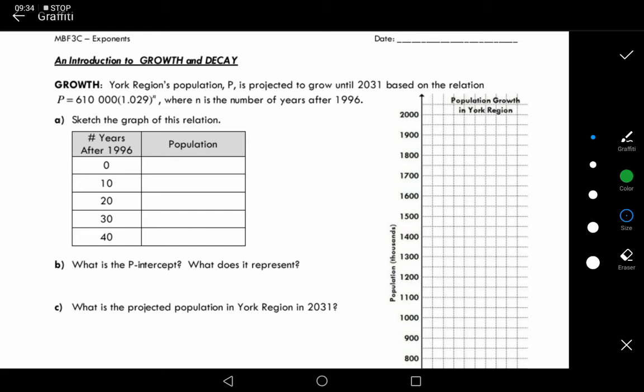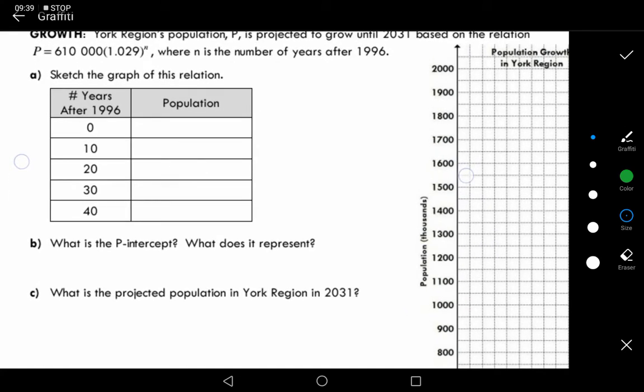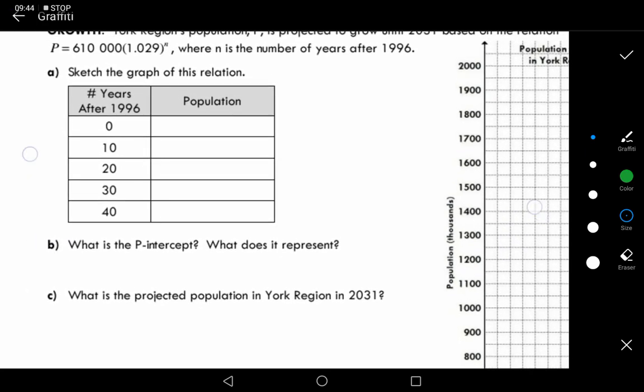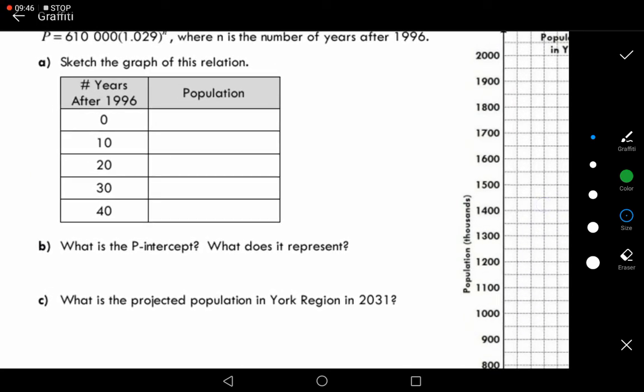So A is asking us to sketch the graph of this relation. In order to do that, you did this in units before. This is just a matter of substitution. So it's telling us the number of years after 1996, which is giving us our n value, right? So all we have to do is plug in these values in this column for n to solve for the population. I have room, so I'll try to write it all out. So we're using that equation it gave us.